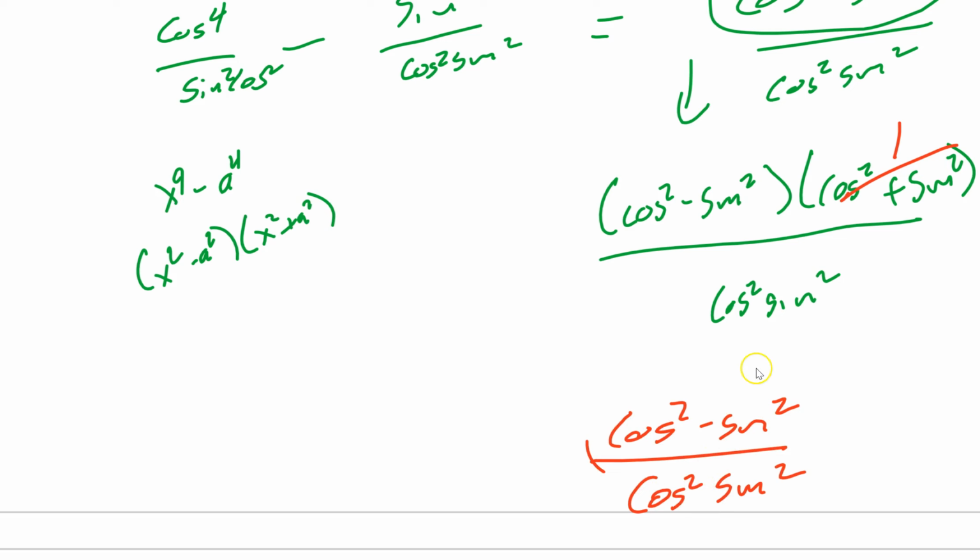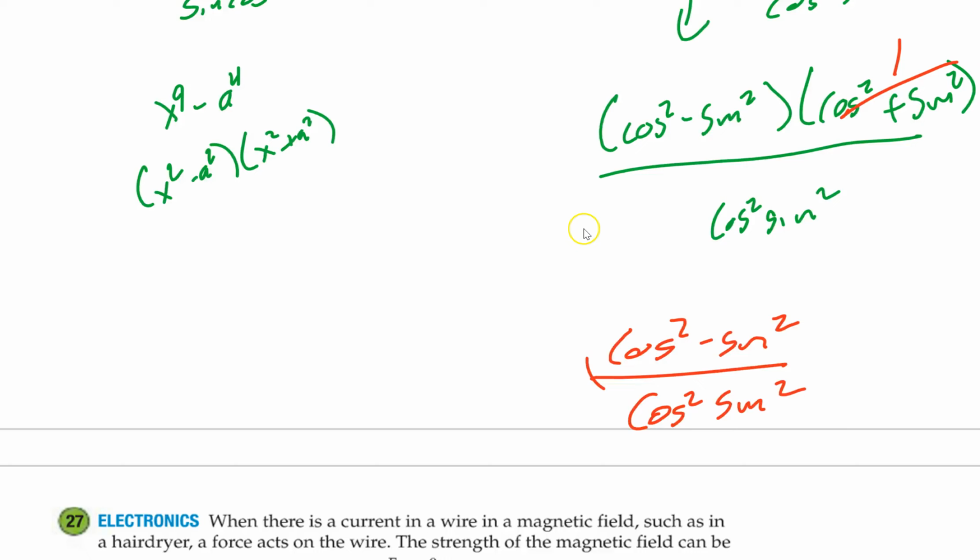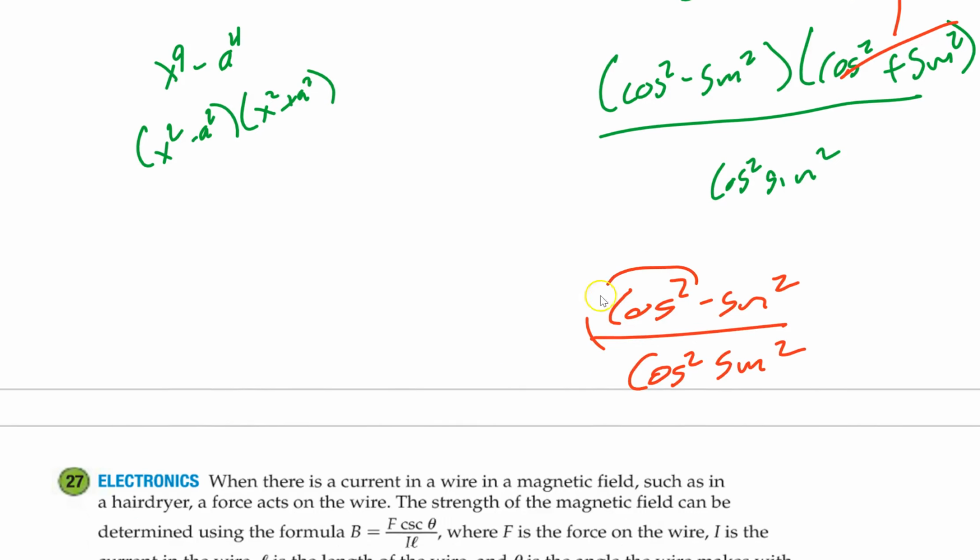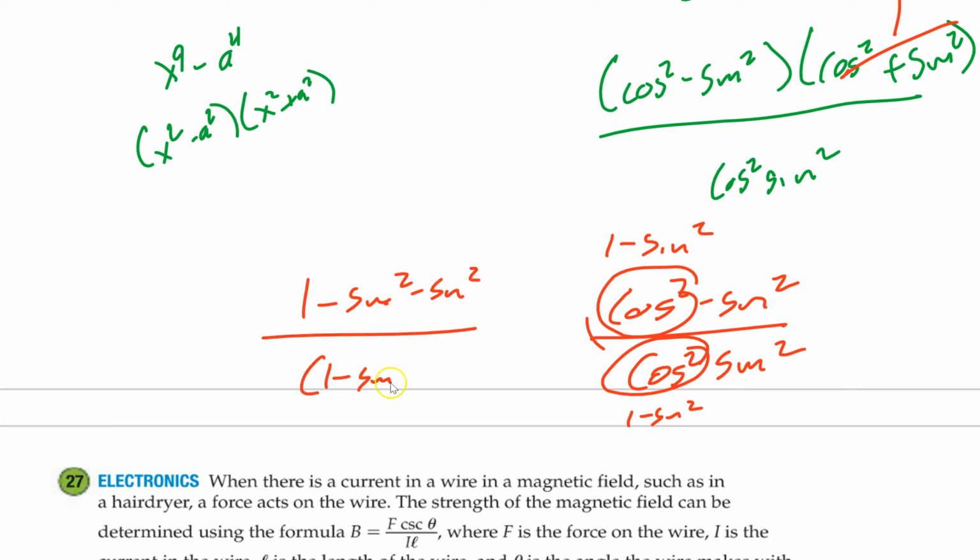If I want to do anything, since I want it in terms of sine, I'm going to change this cosine squared to 1 minus sine squared. I'm going to change this cosine squared to 1 minus sine squared, only because I want everything in terms of sine. So I'm going to get 1 minus sine squared minus sine squared over 1 minus sine squared times sine squared. Again, only because I want everything in terms of sine, I switch those. And then now I just get 1 minus 2 sine squared over, distributing sine squared, sine squared minus sine to the fourth. That's pretty much it. That's as far as it could go.